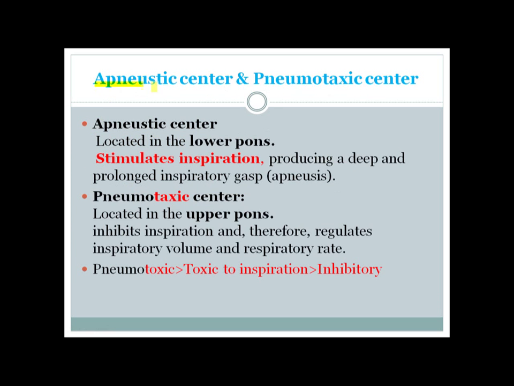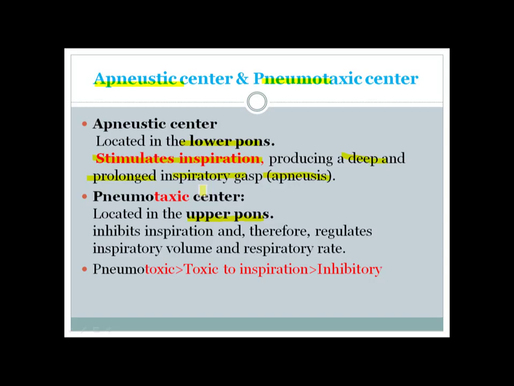Now let's talk about the apneustic and the pneumotaxic center. Both of them are located in the pons. The apneustic center is located in the lower pons and the pneumotaxic center is located in the upper pons. The main job of the apneustic center is to stimulate inspiration, and this is a different type of inspiration where it produces a deep and prolonged inspiratory gasp, also known as apneusis.